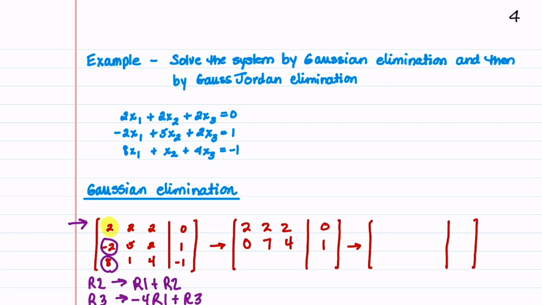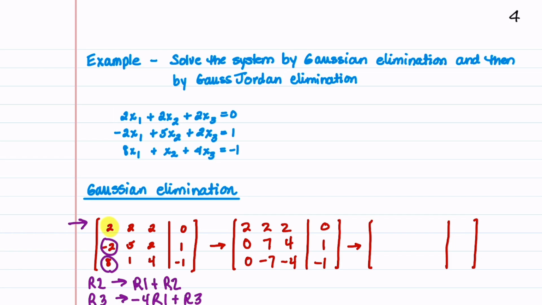-4 times 2 is -8 plus 8 is a 0. -4 times 2 is -8 plus 1 gives us a -7. And then -4 times 2 gives us a -8 plus 4 gives us a -4. -4 times 0 is just 0. So the -1 just comes along for the ride.